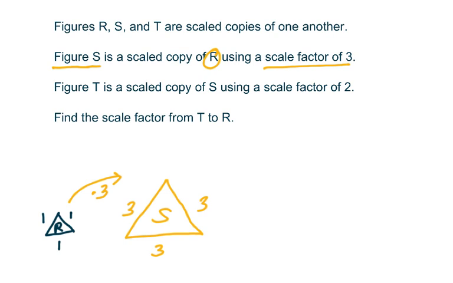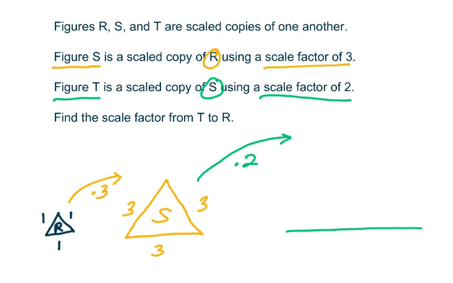Then I'm looking for figure T. Figure T is a scaled copy of S using a scale factor of 2. So I'll go from S to T, and since I'm going to be multiplying by 2, I'll have 3 times 2 is 6. And so my side lengths on each side will be 6, and this is figure T.